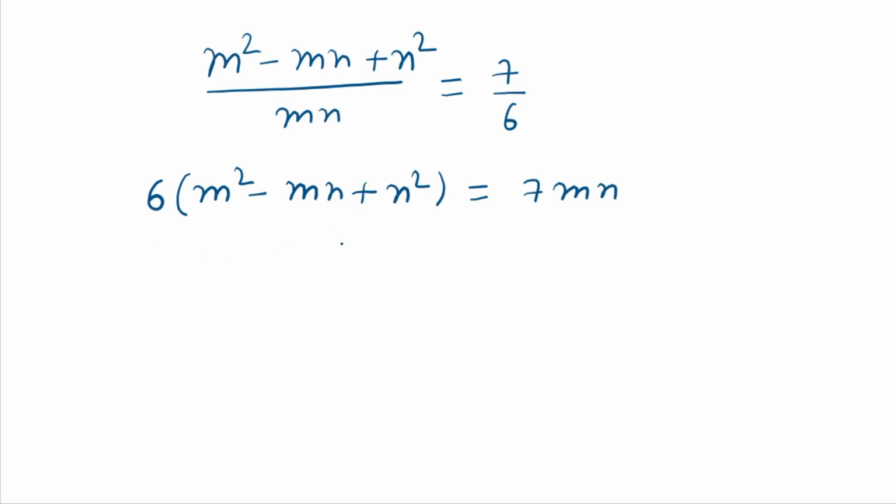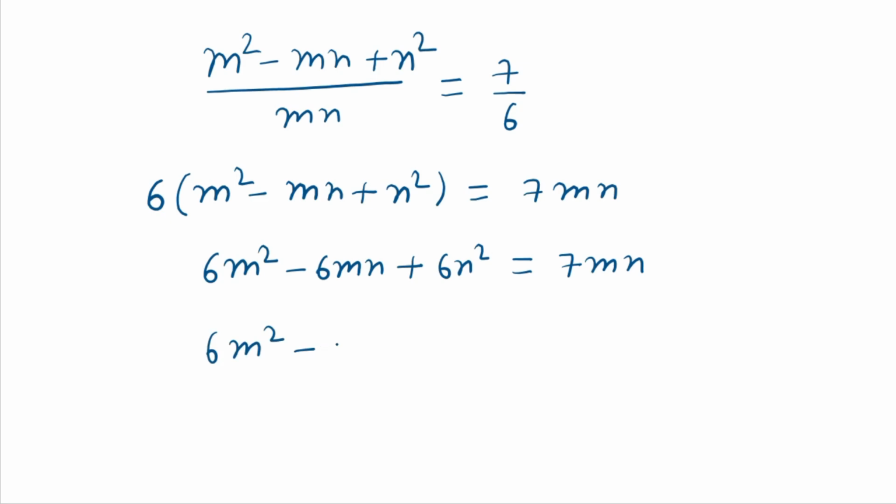This 6 is multiplied by inside the bracket, then in the left hand side you will get 6 times m square minus 6 times m n plus 6 times n square, which is equal to 7 times m n. Now if we take all the expression on the same side, then you will get 6 times m square minus 6 times m n plus 6 times n square minus 7 times m n, which is equal to 0.